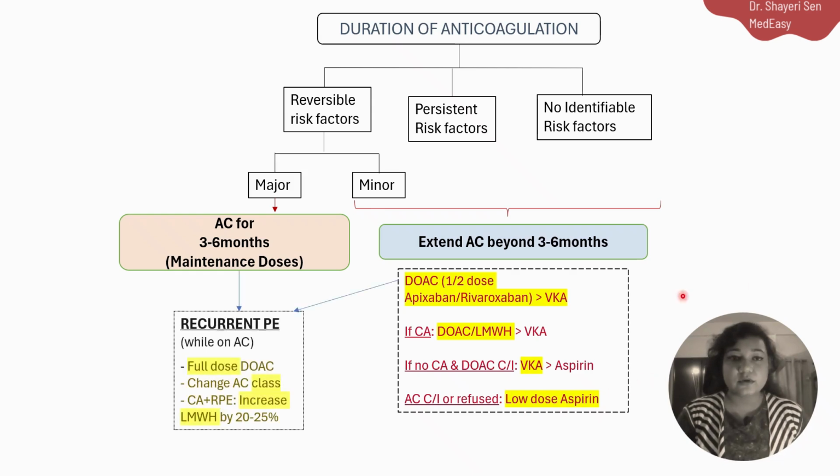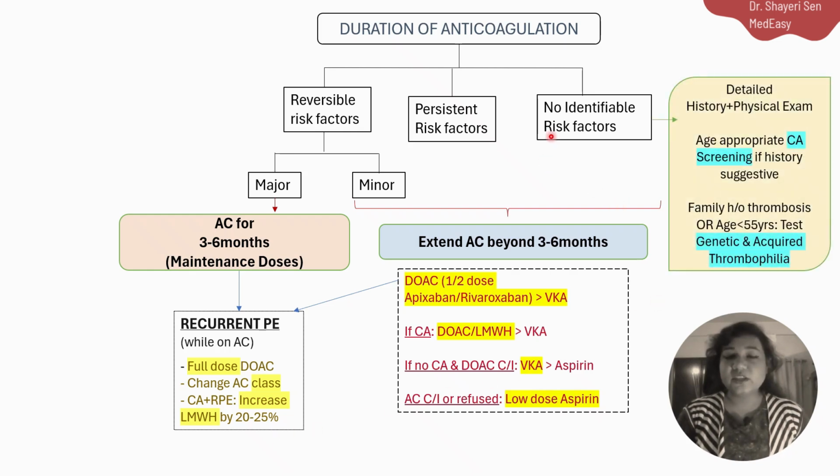Now, suppose while on anticoagulation, my patient developed a pulmonary embolism again, a recurrent pulmonary embolism. What do we do? First of all, we increase the DOAC doses to a full dose, right? And if the patient was already on a full therapeutic dose of DOAC or an anticoagulant, we change the anticoagulant class. And if the patient has cancer plus a recurrent pulmonary embolism, we increase the dose of LMWH by 20 to 25%, right?